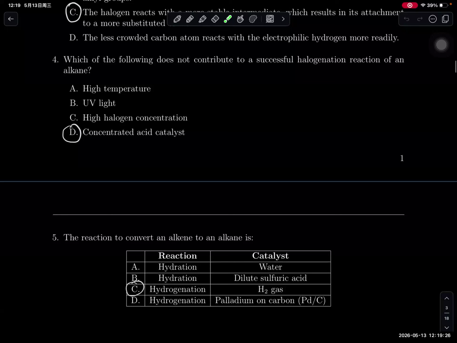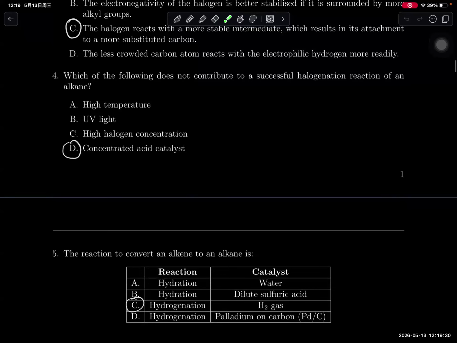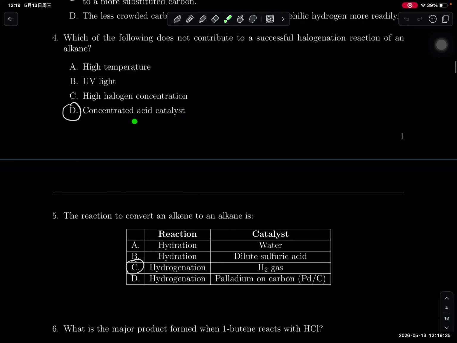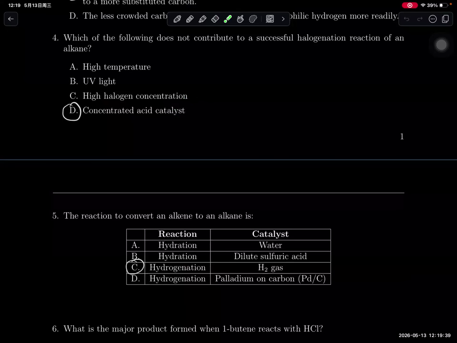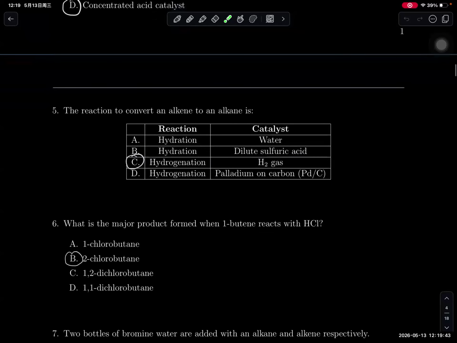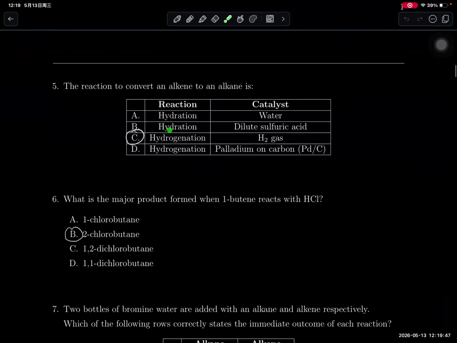Question 4. Which of the following does not contribute to a successful halogenation reaction of an alkane? Okay, so concentrated acidic catalyst, you know this is for dehydration, and then it doesn't do anything, okay? The reaction to convert an alkene into an alkane is hydration, right? Sorry, hydrogenation, and then you add hydrogen gas to it, with a nickel catalyst, okay?